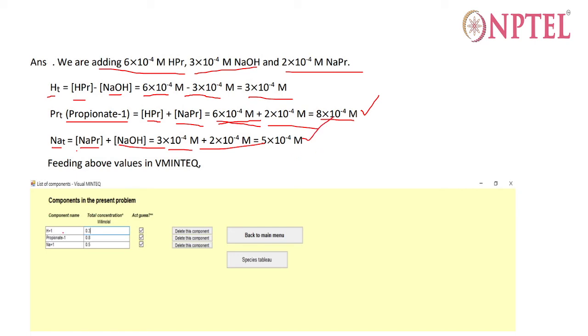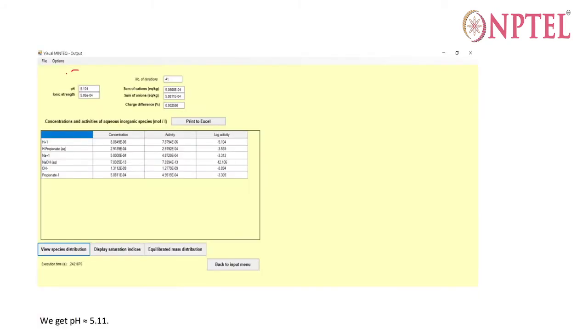So I already discussed how to give the inputs, right? So just write it down in a similar fashion. So in case of H plus, it will be 0.3 millimolar, and this is propionate, and this is Na. If you give these inputs and go back to the menu and run this VM tech, you will find the pH is 5.104, or its equivalent 5.11. So I can write this is the correct answer.